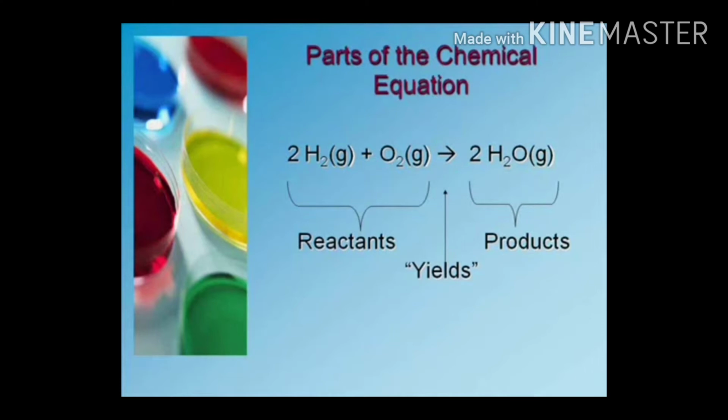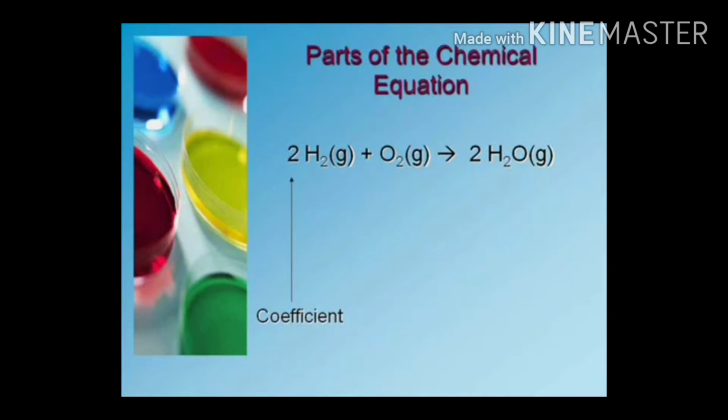There are numbers written in front of the reactants and products, which are called coefficients. For example, here 2 in front of hydrogen gas. This is done to balance the equation according to the law of conservation of mass, which we'll be studying later. You can also see that in front of hydrogen there is a small g in brackets, and the same in front of oxygen. This small g is the state symbol which represents gas.